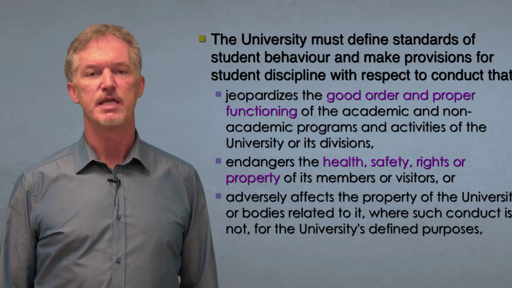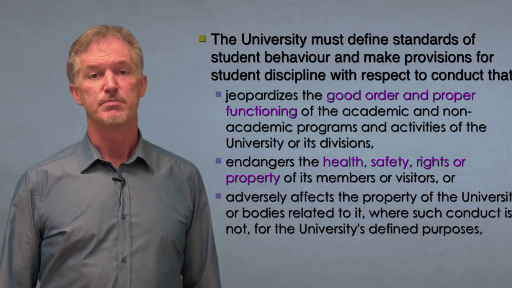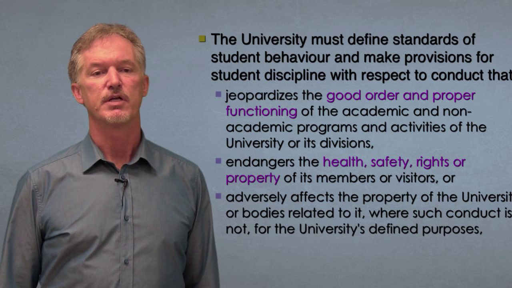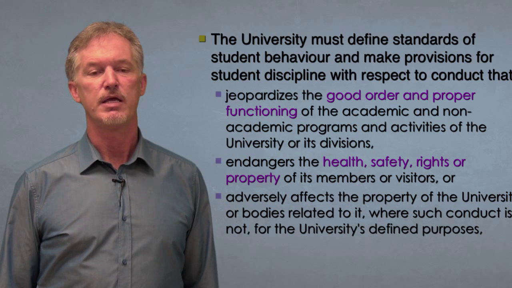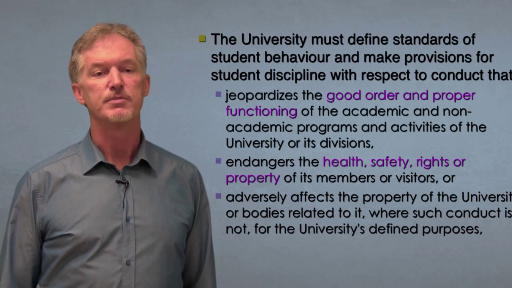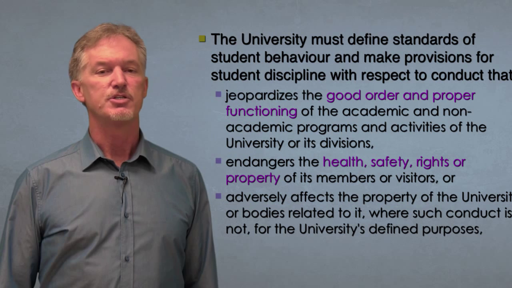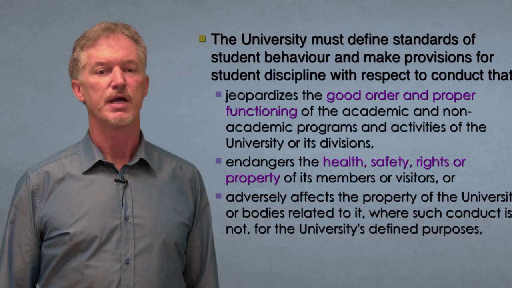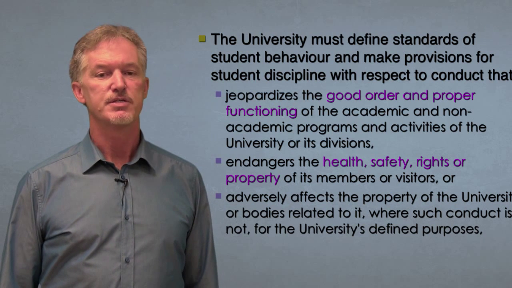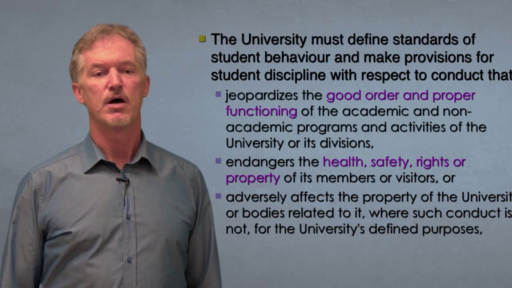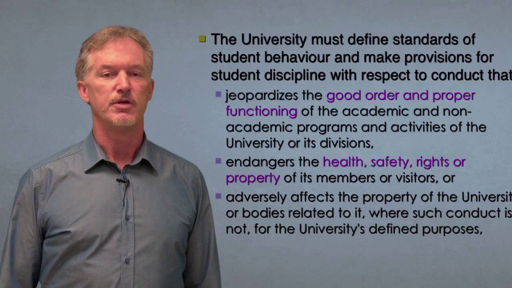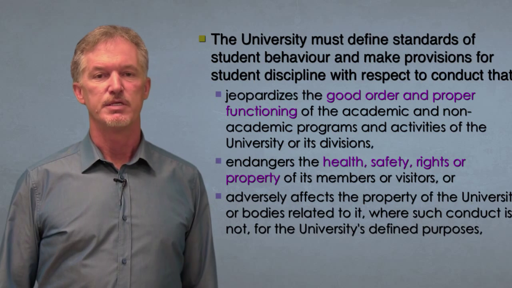The university defines standards of student behavior and makes provisions for discipline whenever that behavior is not kept. Specifically, that includes any behavior that jeopardizes the good order and proper functioning of academic and non-academic programs and activities of the university, anything that challenges the safety, health, rights, or property of the members of the university or visitors, and anything that adversely affects the university, except to the extent that it's already adequately regulated by civil and criminal law. For example, if you commit murder on the university property, then you'll be dealt with by the police, not by the university.